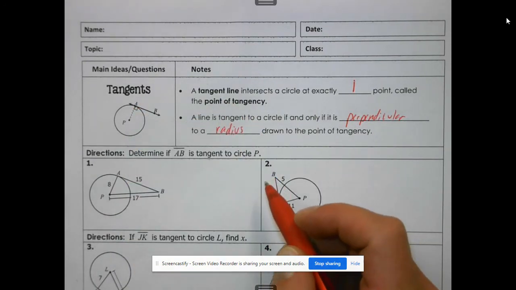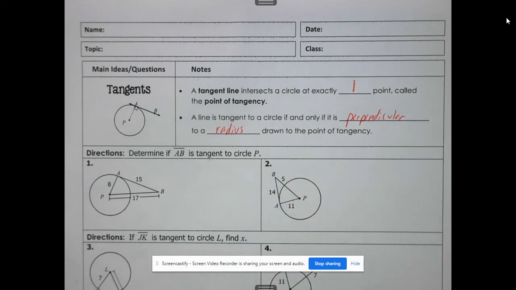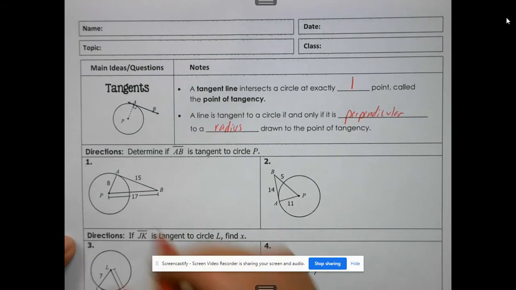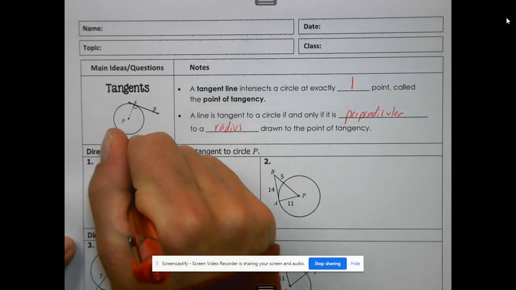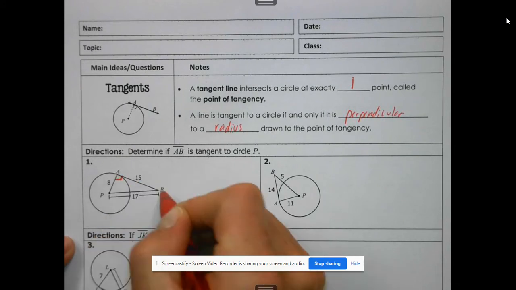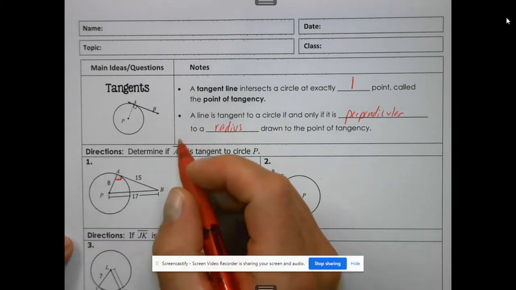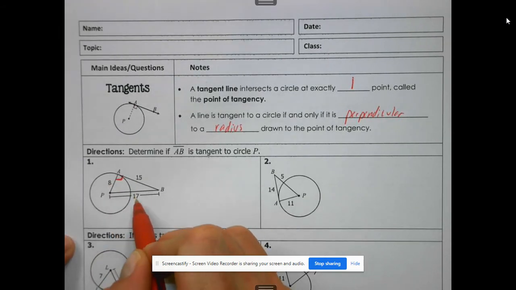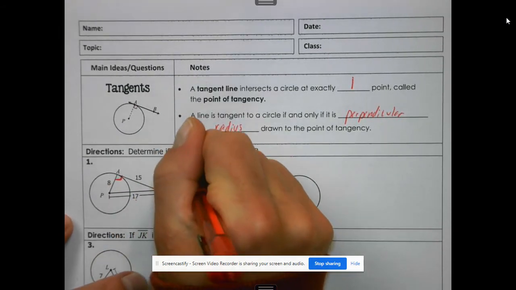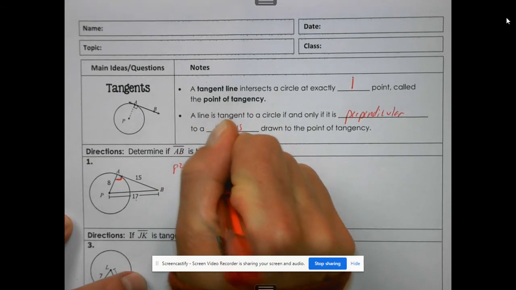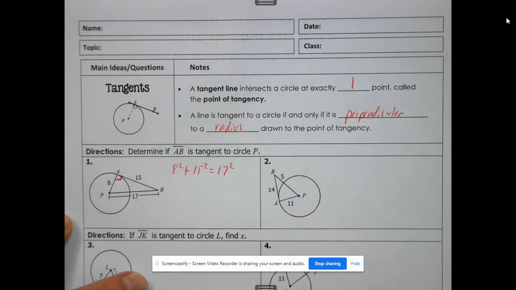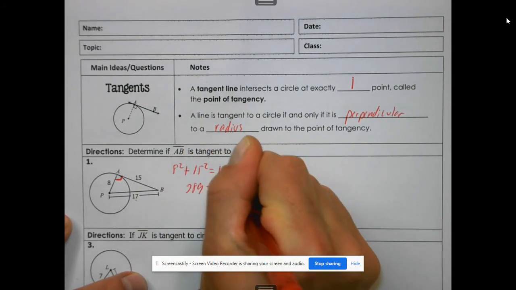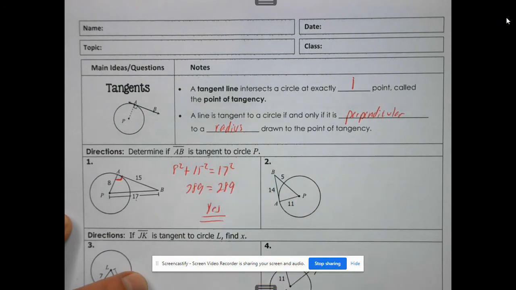Okay, so check out numbers 1 through 8. Determine if AB is tangent to circle P. Well, here's how I do that, right? I know that this angle right here is 90 degrees. This is the radius. This is your line of tangency. You got to use Pythagorean theorem. So does a squared plus b squared equal c squared? Well, let's check it out. 8 squared plus 15 squared, does that equal 17 squared? Left side adds up to 289. Right side adds up to 289. So yes, they are equal.